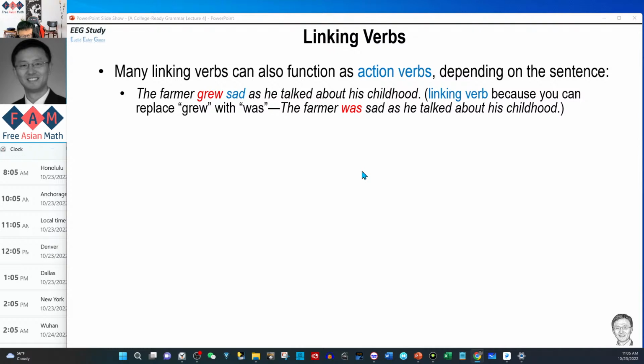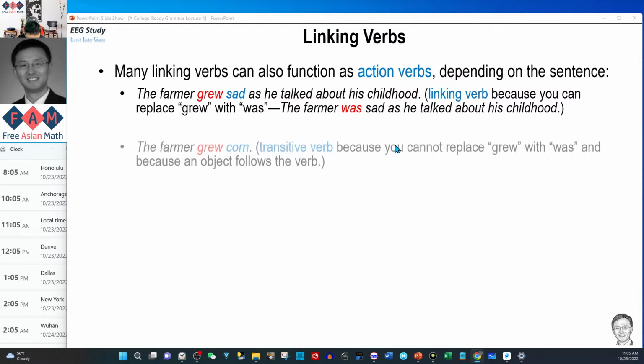Here, this is a linking verb because you can replace the verb with a be verb. We can say the farmer was sad as he talked about his childhood. Okay, the test here is if you can replace that verb with a be verb, the sentence has pretty much the same meaning except some minor difference. Then you know you have a linking verb. On the other hand, if you cannot do this, if the sentence breaks, then you don't have a linking verb.